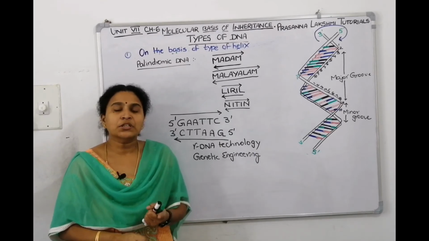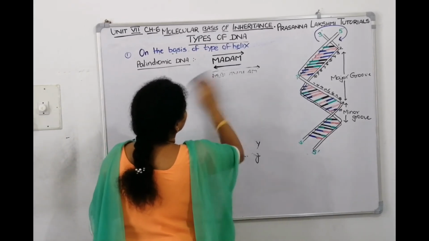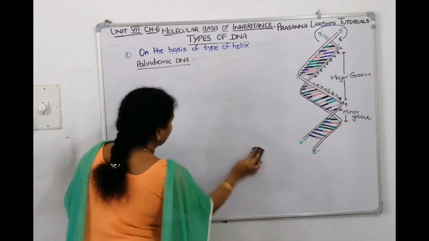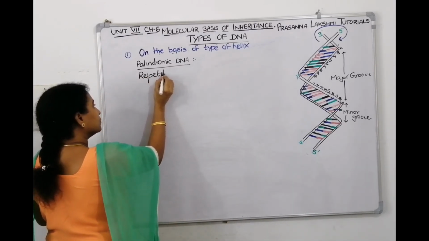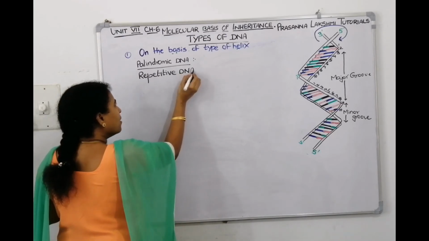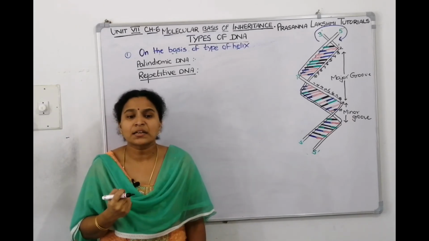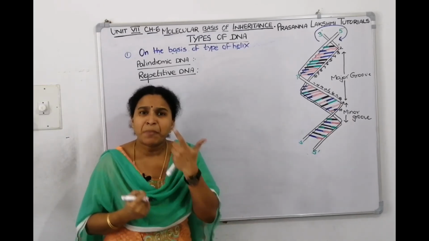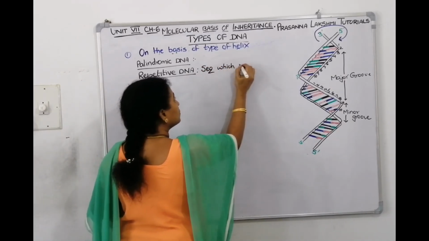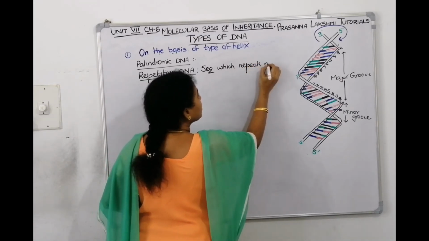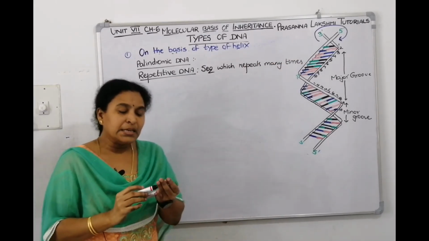There is one more DNA which is called repetitive DNA. Let us see that also. What is repetitive DNA? A small sequence will be there, and it is repeated again and again; then we call it a repetitive DNA. The sequence which repeats many times is called repetitive DNA.